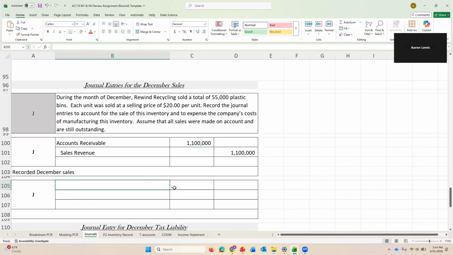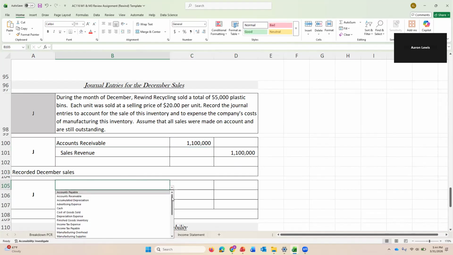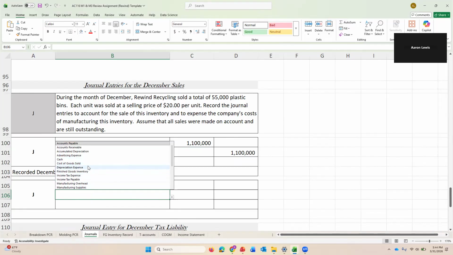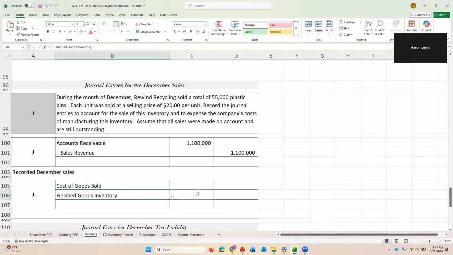The back half of this entry is to record the expense. And the entry is always going to be the same for every manufacturer that you have. Whenever you expense inventory, it is a debit to cost of goods sold over a credit to finished goods inventory. And it is for the cost of the units that you sold.